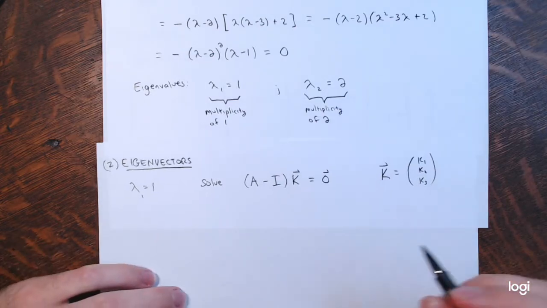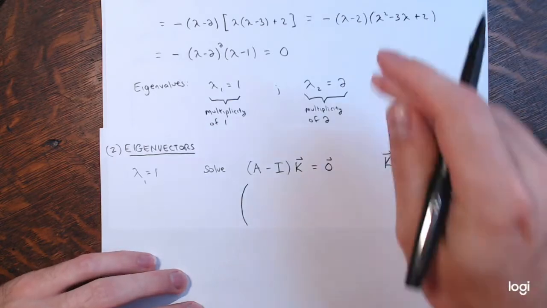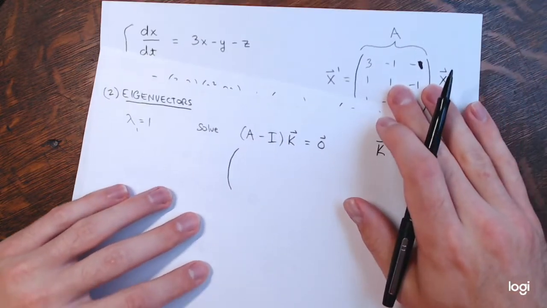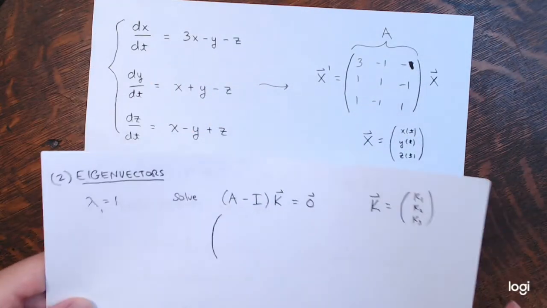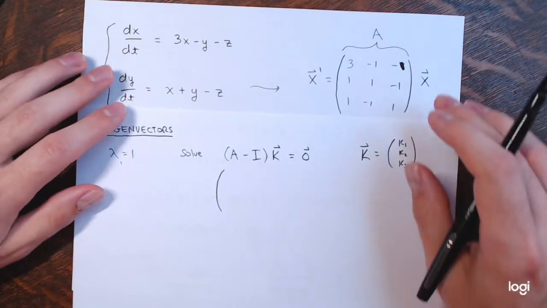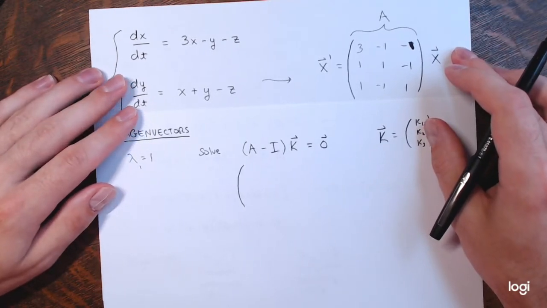All right, now A minus I. All right, what did matrix A look like again? So we're going to take matrix A and just subtract 1. Subtract lambda down the main diagonal.